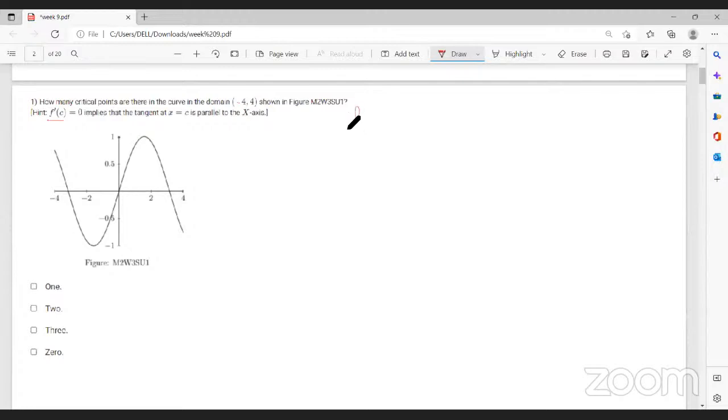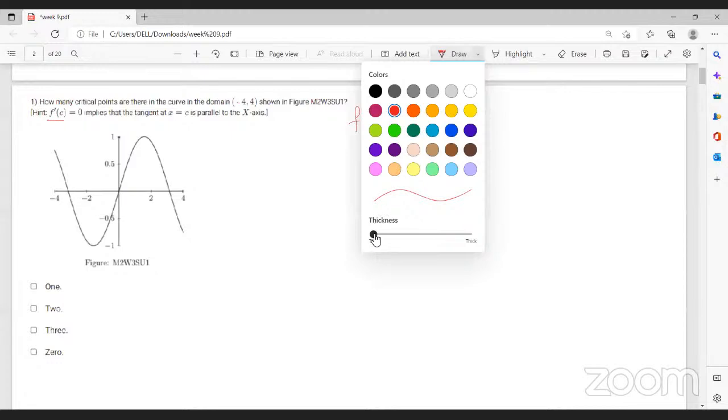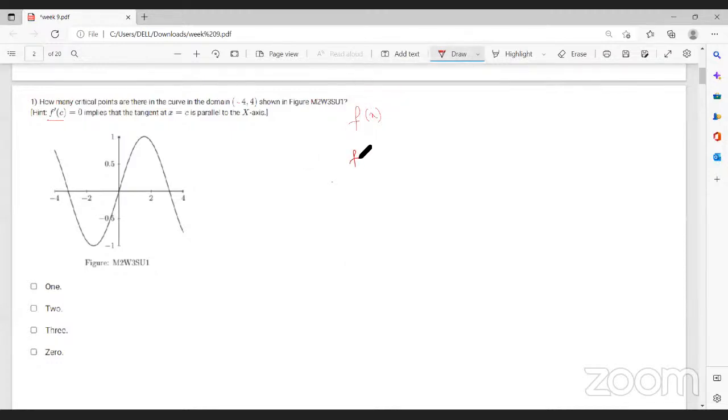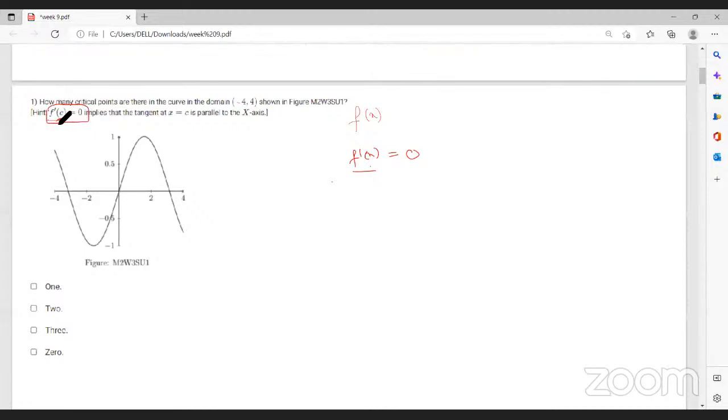Suppose we are given the function f of x. If you want to find the critical points, what do we do? We differentiate f of x and equate it to 0. Then the roots of this equation will be the critical points, right? Yes, sir. When we differentiate this function, can we call it the slope of that curve at that particular point? Yes, sir.